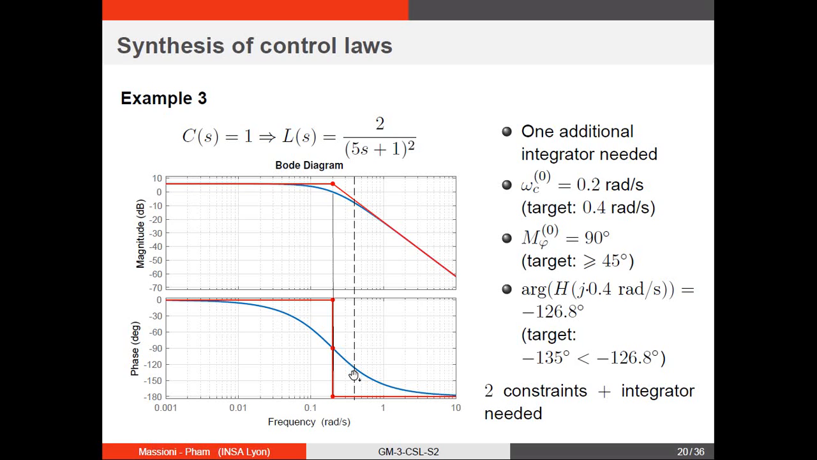more than 45. So we have two constraints, two equations, one coming from omega c and the other one coming from the phase margin, which actually is not really an equation, it's more an inequality. And then we need to put an integrator in the loop. So this will lead us to the choice of controller, and then the equations will come for tuning the parameters. I guess you can all make this choice of controller by yourself, otherwise we'll see it in the next page.